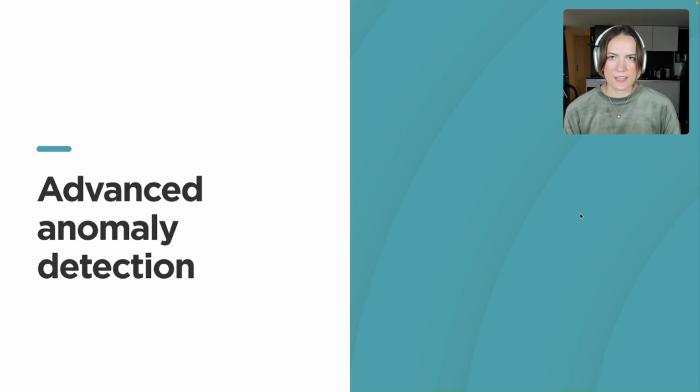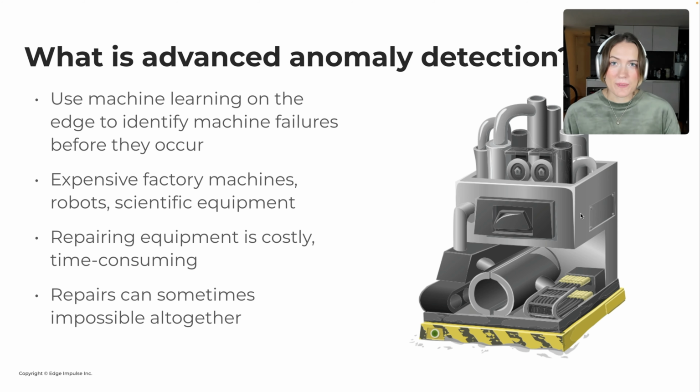So, now that we've discussed what Edge Impulse is, what exactly is advanced anomaly detection? Advanced anomaly detection is when we use machine learning on the edge to identify machine failures before they occur. This is really important because when we have expensive factory machines like robots or scientific equipment, these machines are very expensive and very delicate and difficult to repair. And repairs can sometimes be impossible altogether.